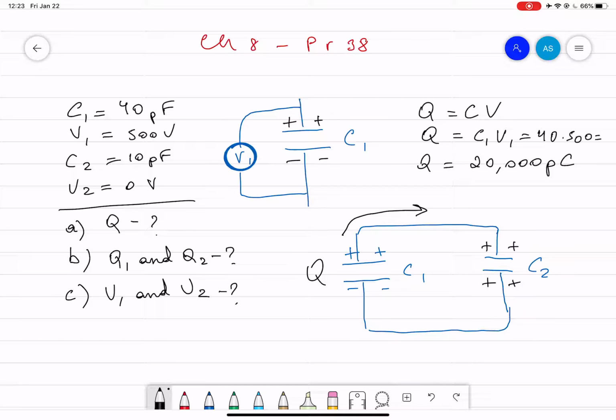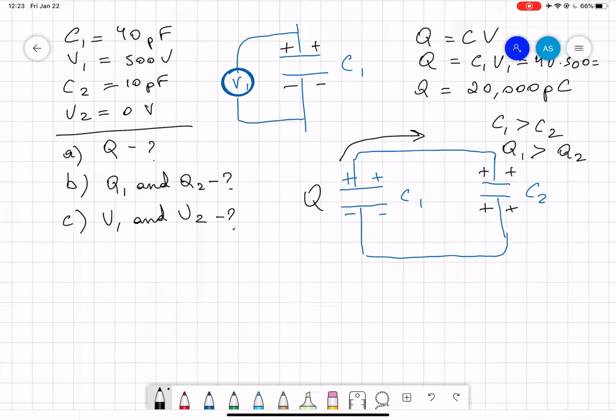and some stays in C1. Now, by looking at C1 and C2, C1 is 40 picofarad. That means it can hold more charge than C2 because C2 is smaller, it's 10 picofarad. Okay, this is just to give you some idea what's happening. So we can think that since C1 is greater than C2, we can assume that Q1 should be more than Q2. Okay, so let's move on.